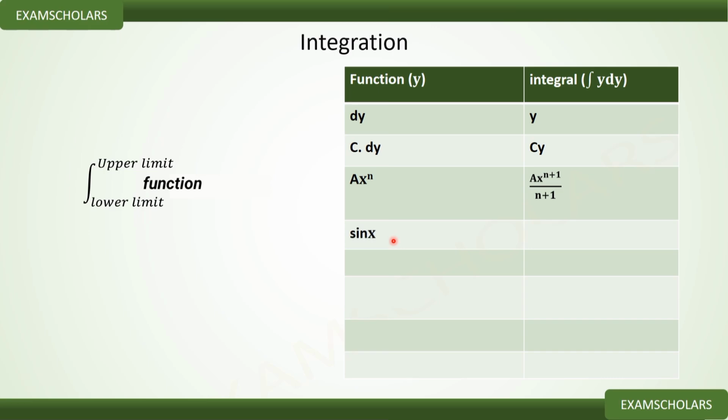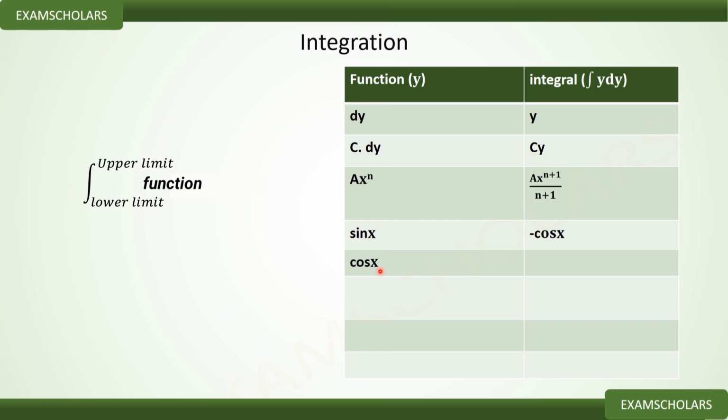The next one is sine x, sine x dx. Differentiation of sine x, you are going to get cos x, isn't it? But integration of sine x, you are going to get minus cos x. Don't get yourself confused. When you differentiate sine x, you get cos x. When you integrate sine x, you get minus cos x. Which implies that when you integrate minus sine x, you get cos x.